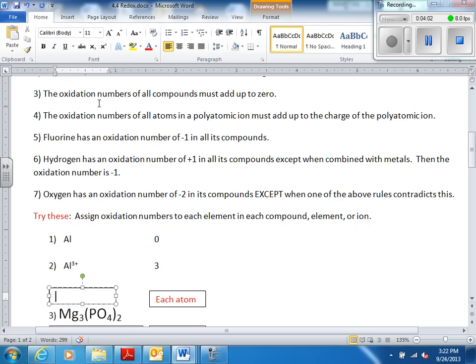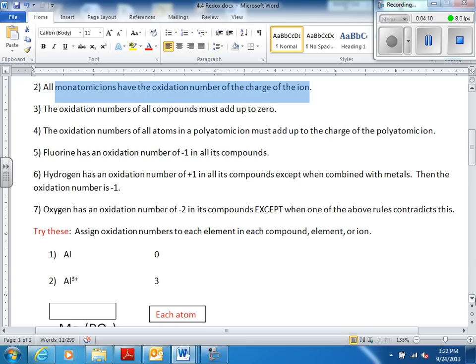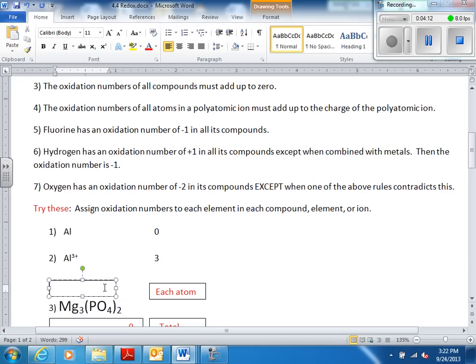So it says, where are we, rule 2, all monatomic ions have the oxidation number of the charge of the ion. Well, this doesn't look like a monatomic ion because it's in a compound, but it's made up of Mg ions, which are monatomic, and if you look up Mg, you will find it has a charge of +2. The P we don't know, but down here we know oxygen has an oxidation number of -2, unless one of the other rules above contradicts this, and none of the rules are going to contradict this. For the most part, oxygen is always going to be -2.